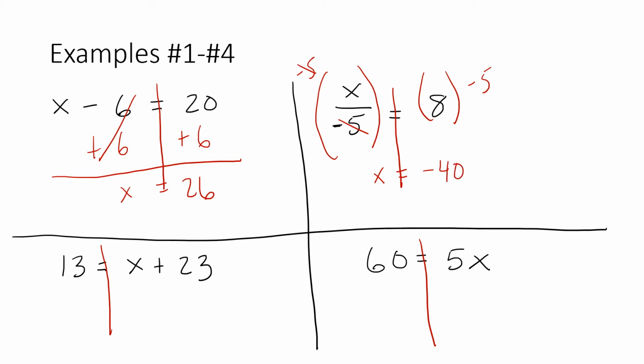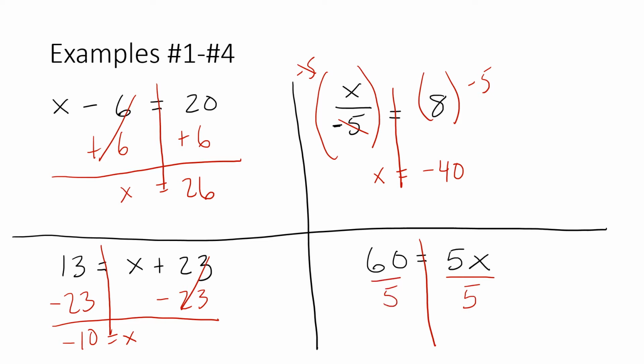Number 3, x is now on the right side. It doesn't matter which side we solve it on, but also on the right side I need to get rid of the positive 23. The opposite of addition is subtraction, so I will subtract 23 from each side, getting x to equal negative 10. Finally, I have 60 equals 5x. X is on the right side and 5 is next to it. When I see these 5 and x next to each other, that's multiplication because there's no operation in between it. So I need to divide to get x by itself. And in this case, x would equal 12.